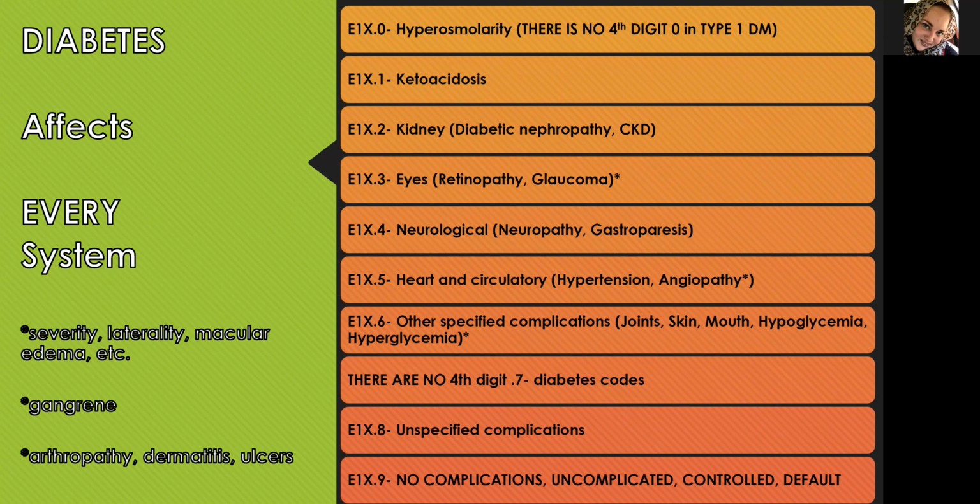So fourth character 6, that's other specified complications. So your joints, your skin, your mouth, low blood sugar, high blood sugar. So I put a little star there, making a note that that's your arthropathy and your dermatitis, your ulcers.